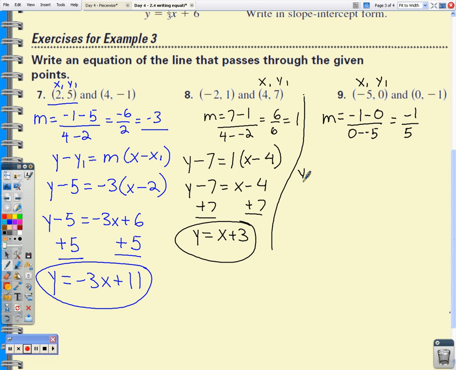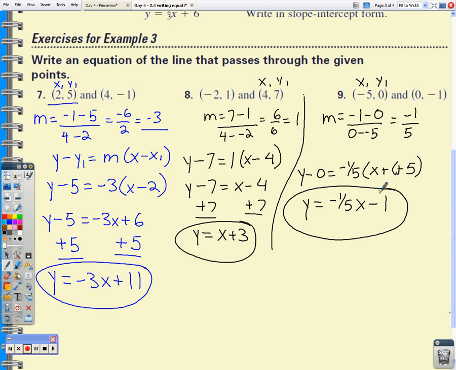It becomes y minus 0 equals m times x minus x1. Well, y minus 0 is just y. Distribute the negative 1/5. We're going to get negative 1/5 x. This becomes positive. Negative 1/5 times 5 is just negative 1. No matter what point you picked, that should be your solution.